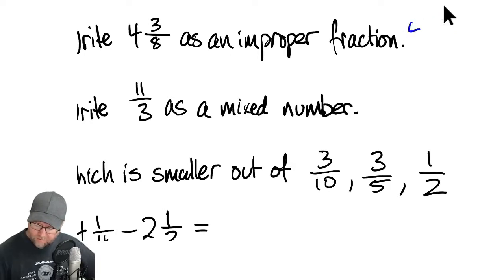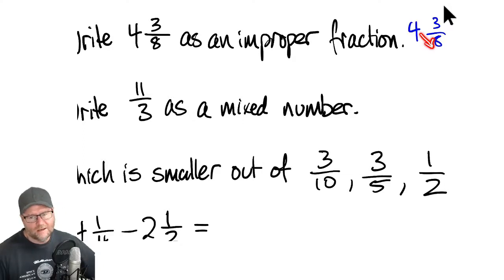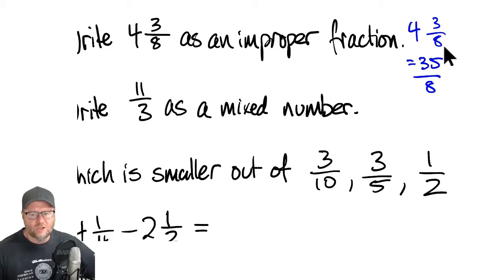All right, we have got 4 3/8. So we take 4 times the 8. We go 4 times 8, which is what? 4 8 32. And then we add the numerator. So that gives me 35. So my answer will be 35 over, now the denominator on the bottom doesn't change. Okay, I went 4 times 8 is 32, plus 3 gives me 35, and I keep the same denominator.